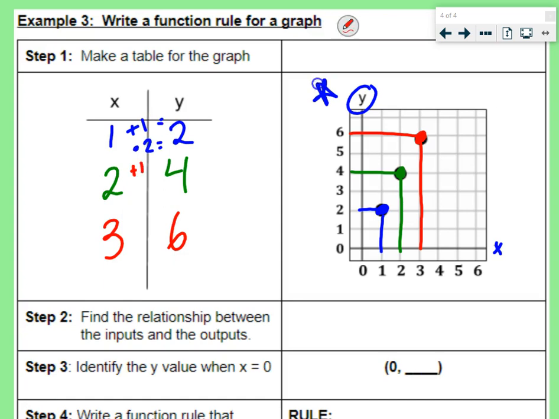What is 2 plus 1? Does that equal 4? No. But what's 2 times 2? 2 times 2 equals 4. Does 3 times 2 equal 6? Yes, it does. So that pattern is times 2. Every time we multiply our x by 2 to get to the y value. So our relationship is times 2.